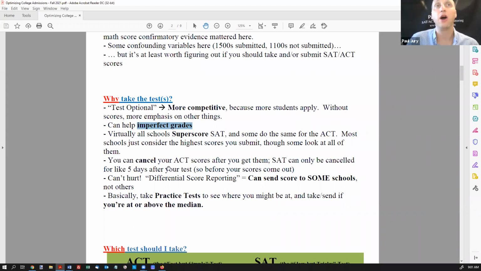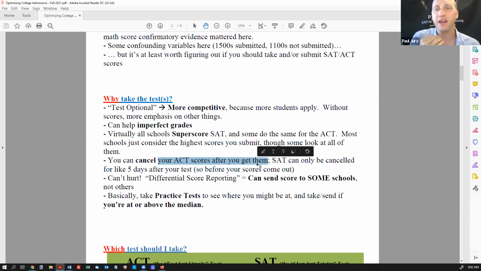Also, you can cancel your ACT scores after you get them. And you wouldn't necessarily even need to. You can just not submit them or only submit your highest ones. But if you do really badly on the ACT, you can literally just erase your scores from the earth. There are directions about how to do that on their website. So, in that sense, other than it being a waste of time, what's the downside there? SAT only can be canceled for like 5 days after your test.